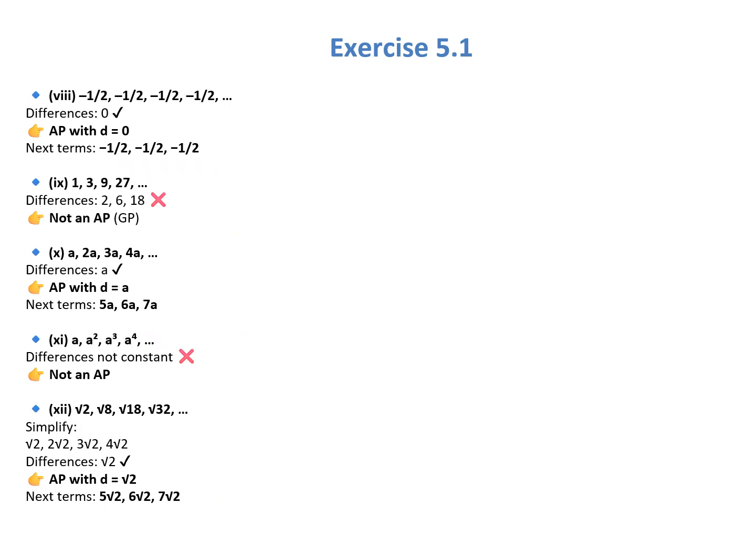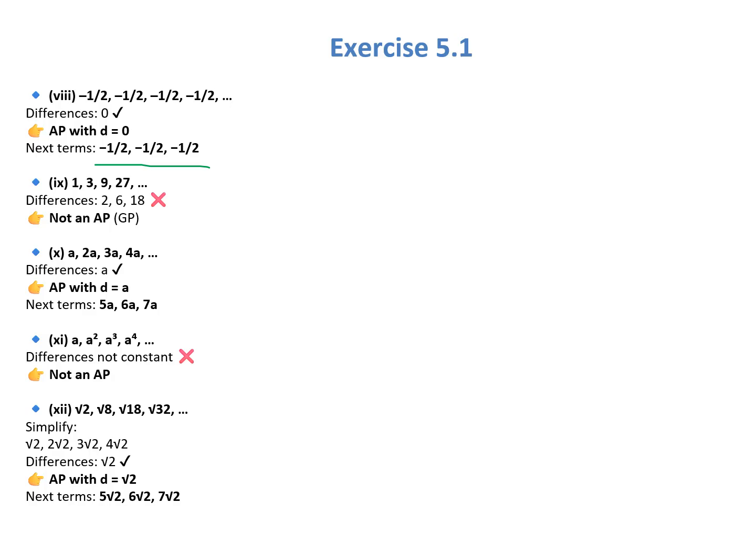Okay, so we have the next sum here. We have to follow the same method here. So we have to find the d here. So d is equal to 0, which is constant, and then we have to find the same 3 terms. So it's an AP because the difference is the same. Again, in the next one, the difference is not the same, and this is not an AP.